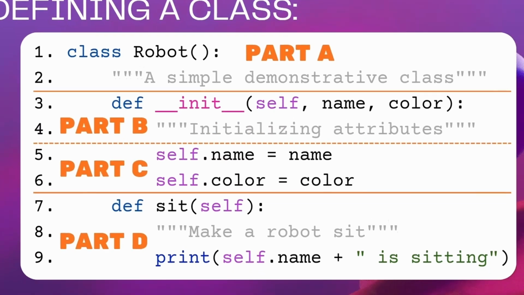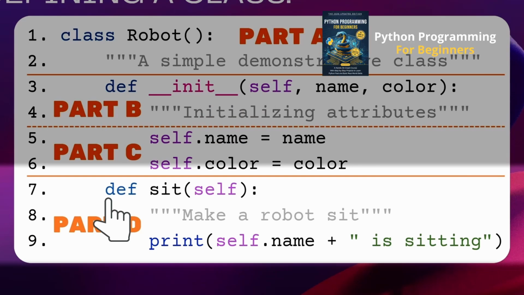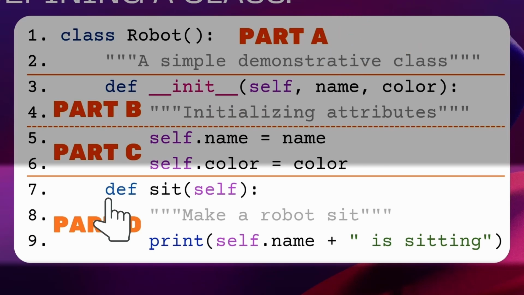Step D. We return to the first indentation level, staying inside the class but outside the init method, to define the class methods. These methods allow us to control the objects we instantiate from this class later on. As mentioned earlier, defining a method within a class follows the same steps as defining a function, with the addition of the self parameter. For demonstration purposes, we have defined a method here named sit, intended to indicate that the object we create from this class is sitting.